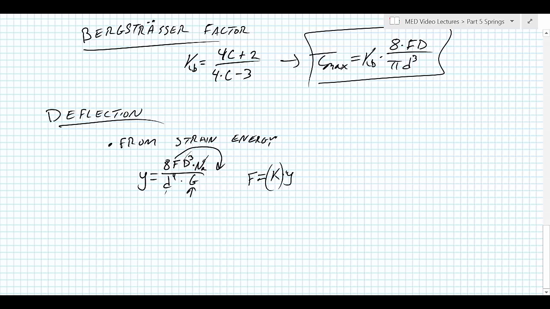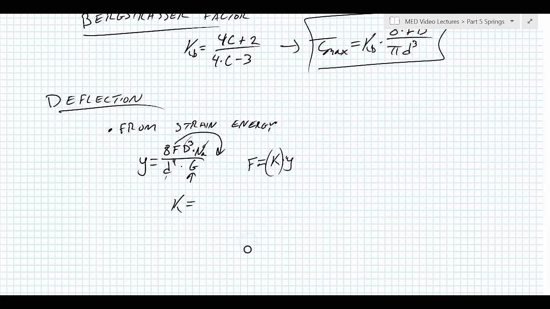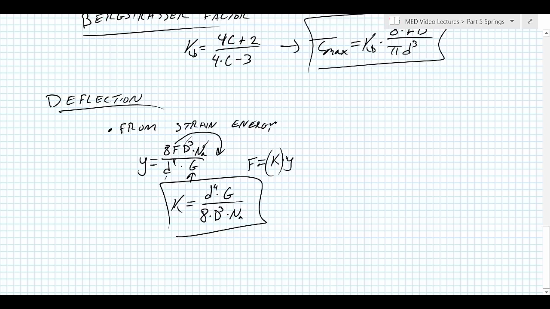So hopefully you can see that this is the same thing. We just need to solve for k. So the spring rate of a spring is the wire diameter to the fourth times the shear modulus G over 8 times the mean coil diameter times the number of active coils. So when you're doing different courses and you just had a spring rate k that came from somewhere, now you can actually see where it comes from.